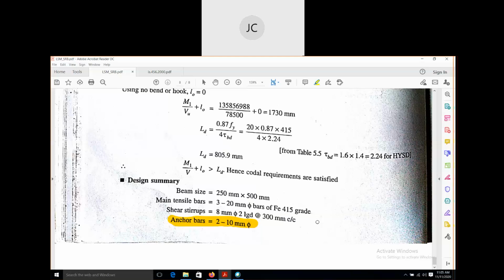Can you imagine the cross section of a beam? We are providing three reinforcement bars at the bottom, and we are providing shear reinforcement or stirrups. So can you imagine where we have to provide these anchor bars? Now imagine we are providing some anchor bars. In which portion do we have to provide those anchor bars?